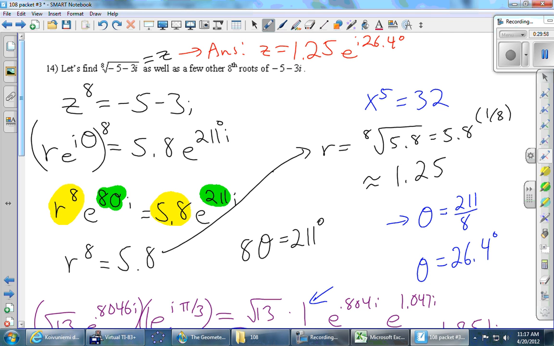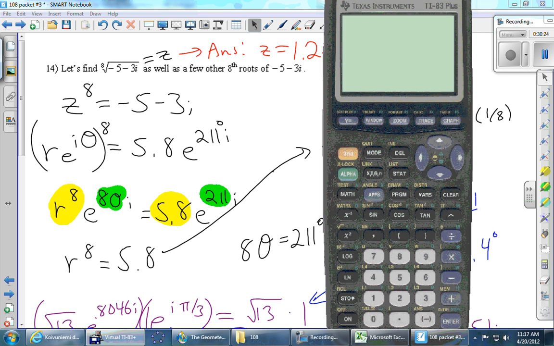Meaning, if you take that red number and raise it to the 8th power, what should we get? You should get negative 5 minus 3i, or 5.8 e to the 211i, either way. If you take that thing and raise it to the 8th power, you get what you wanted. You get what you started with. So let's let the calculator help us just a little bit here. And we'll try to confirm this thing.